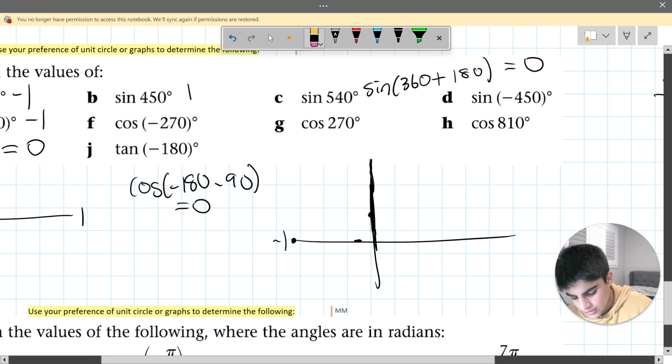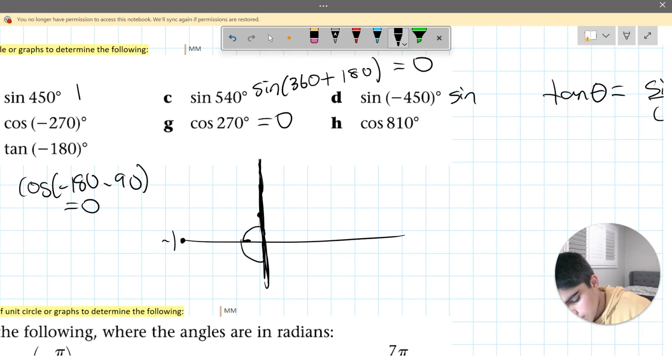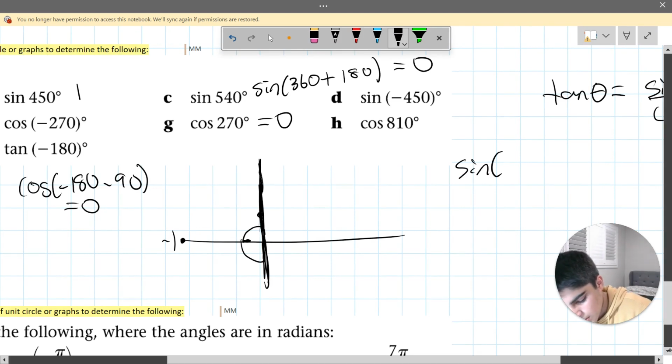Cosine 270. 90, 180, 270. Cosine is 0. Sine -450 equals sine -360 minus 90. So we're going one full rotation in the negative direction, minus 90. Sine over here is -1.